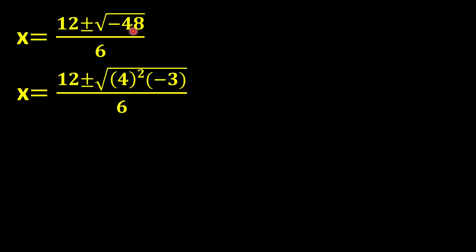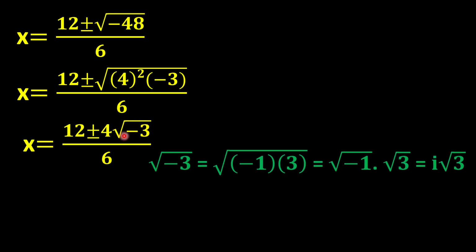So we can write this minus 48 like this, and then this square will cancel this square root, so 4 will come out of the root. So the expression will become 12 plus minus 4 into under root minus 3, divided by 6. And now here, look at this under root minus 3. We can write this under root minus 3 as under root minus 1 into 3.